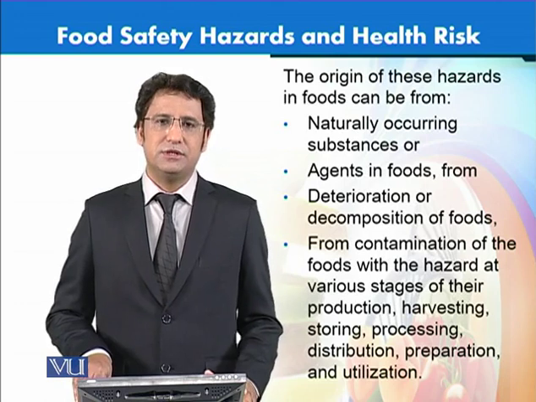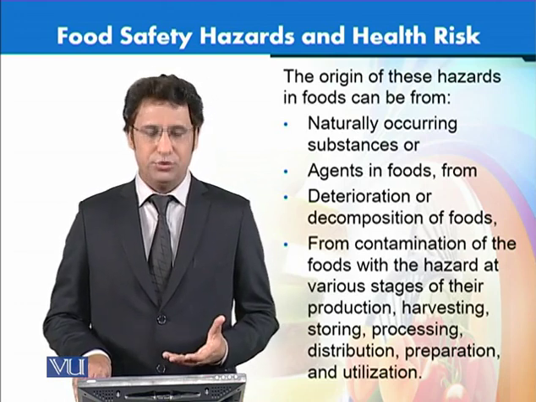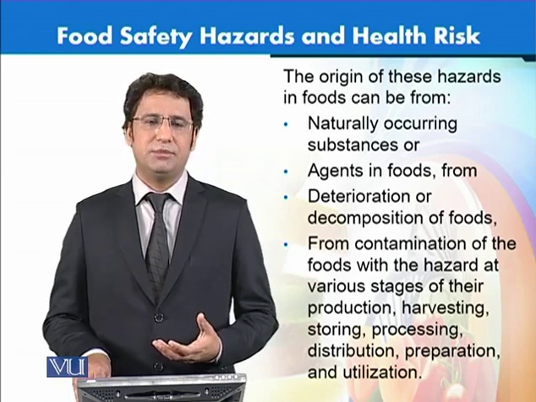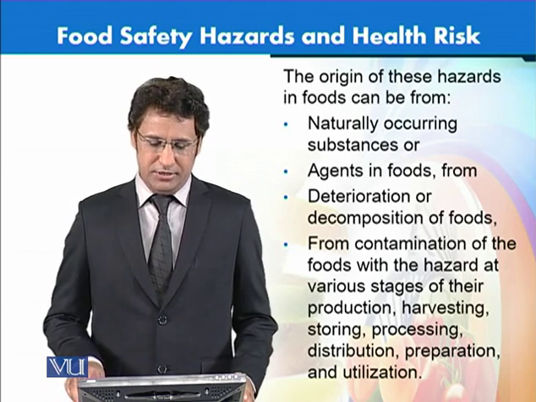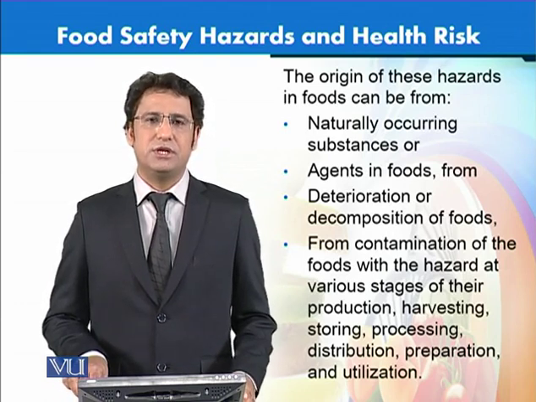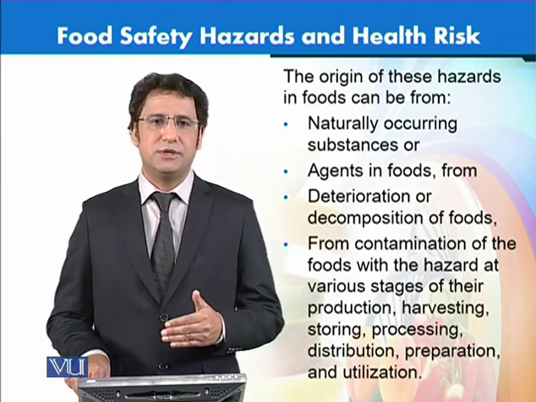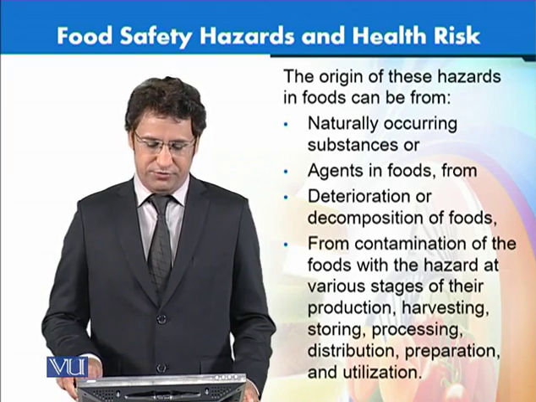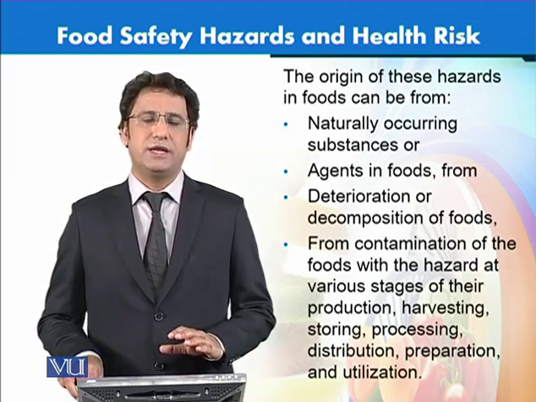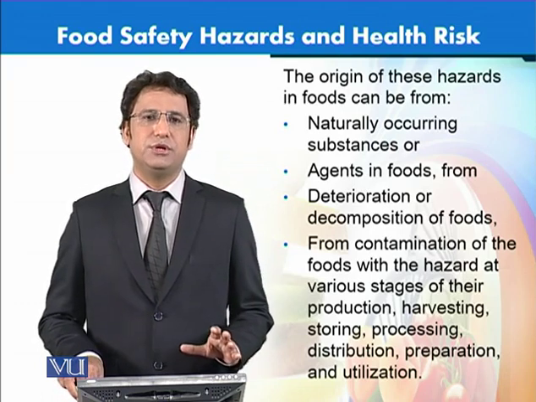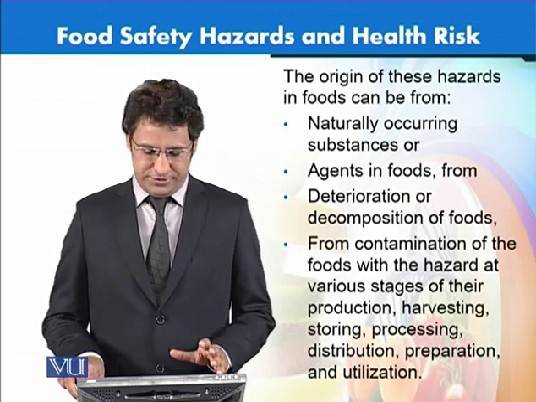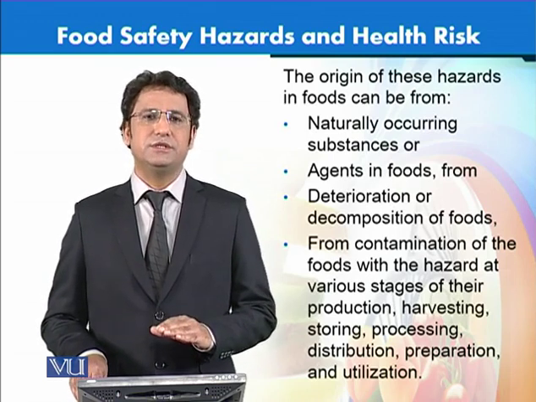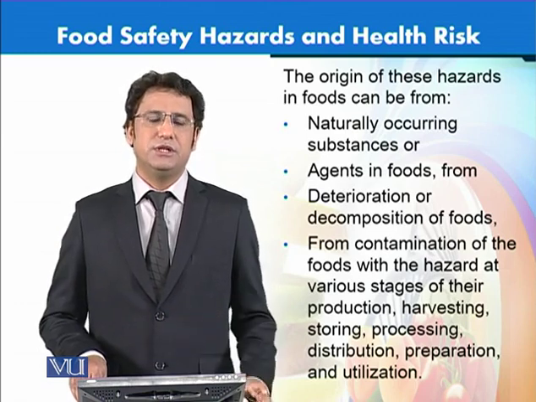If we look at the origin of these hazards, or from where these hazards get into food, they might be of different origin. They might come naturally from the food, by which I mean that they might be inherent in the food. They can be agents that form from deterioration or decomposition of food. So they are not naturally present, but they are produced during decomposition of food. And the third origin can be contamination, where the hazard gets into food from any other source during any operation such as harvesting, production, storing, processing, distribution, anywhere from which the hazard can get into the food system and contaminate the food or the food product.